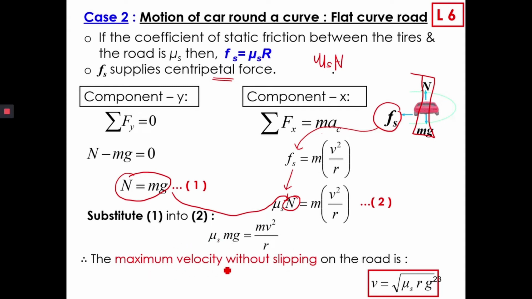When we want to calculate this v here, the maximum velocity without slipping is equal to the square root of mu s rg.